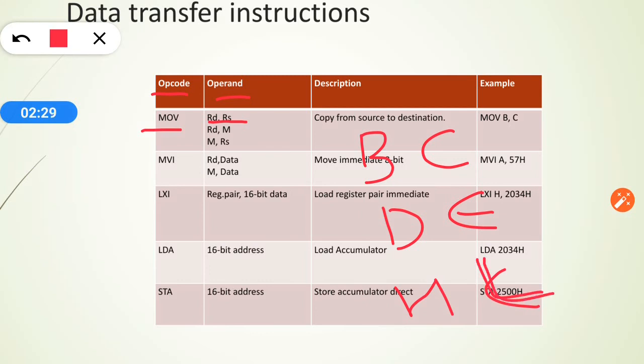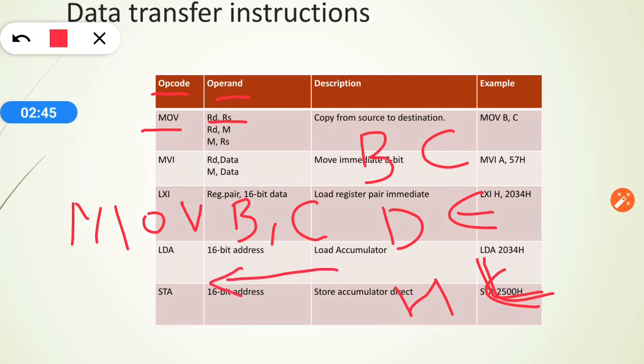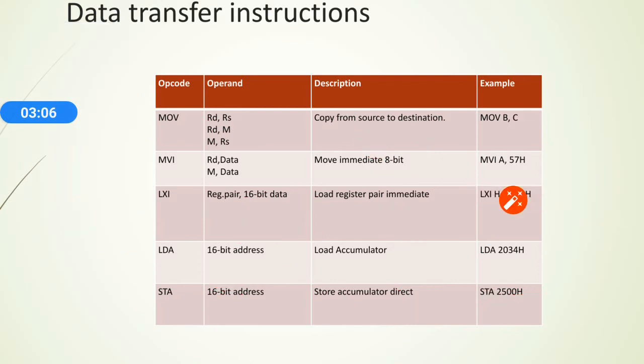Now whenever I write MOV B comma C, that means the contents of the C register are copied or moved to the B register. Remember, moved here means the contents of the C register remain as they are, they are just copied to the B register. So the data is copied from C to the register B.